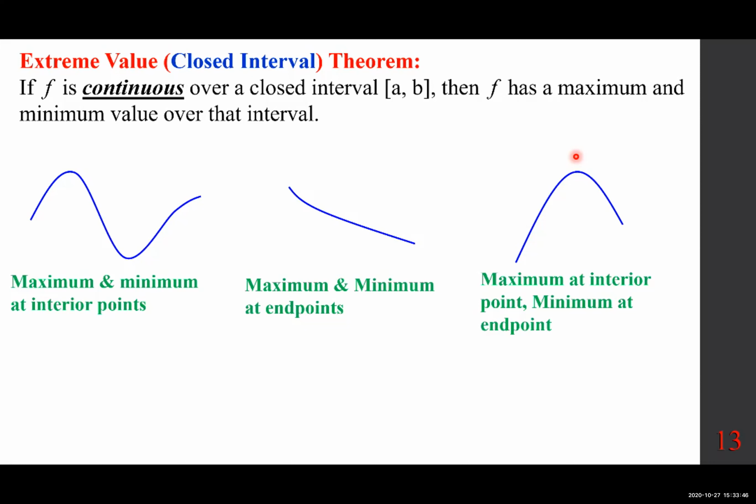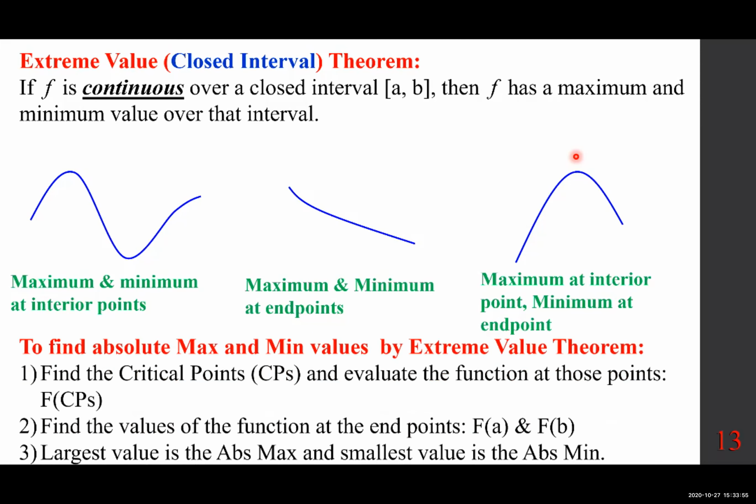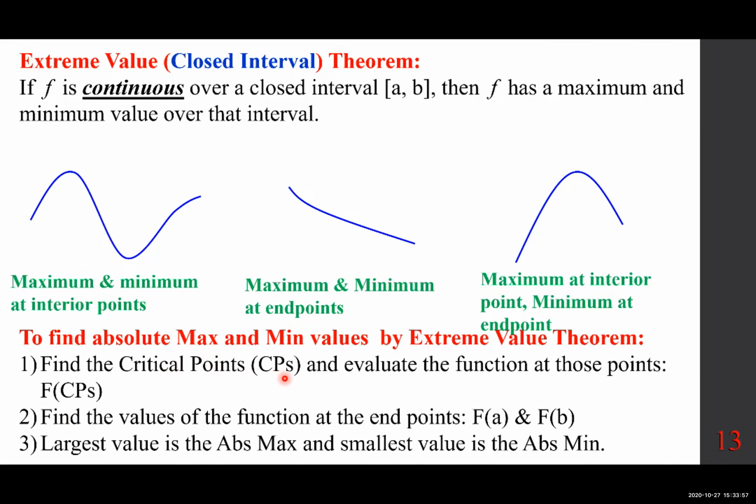Now, what is the procedure of finding them? First, we find the critical points. Then we evaluate the function at those points as well as the endpoints a and b. The largest value is considered an absolute max, and the smallest value is considered an absolute min. Okay, that's how we arrive at them.